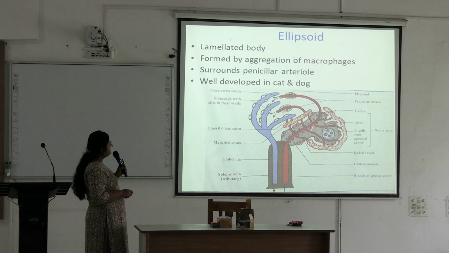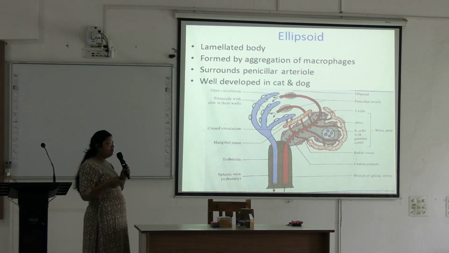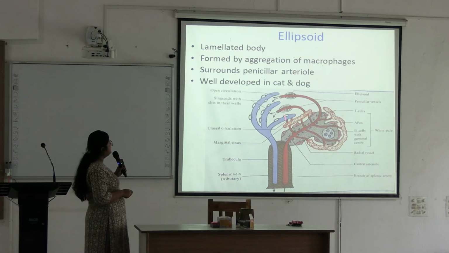These are trabecular arteries giving the penicillar branches. Some of the penicillar arteries directly drain into these venous sinuses. These are the sinusoids. Okay, so this part is the closed circulation, and here these arteries are opening directly into the open spaces, and from the open spaces blood is absorbed into the sinusoids and the venules. So this is open circulation.